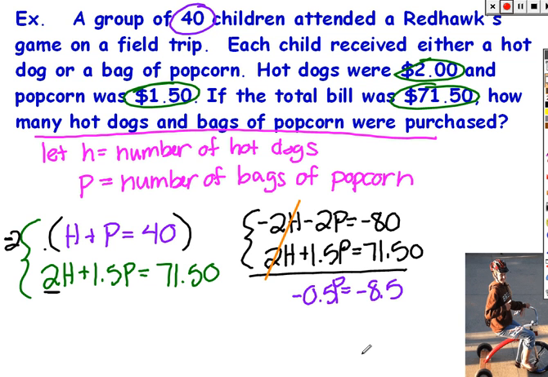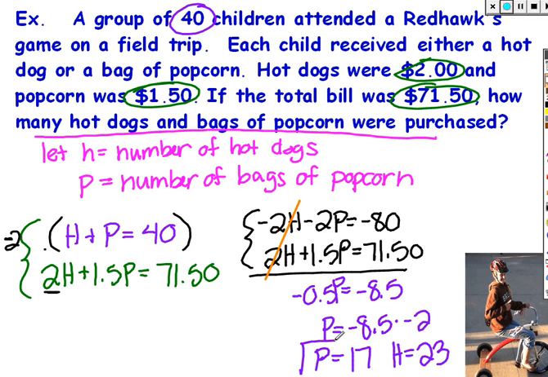So to get p by itself, divide by -1/2. Dividing by -1/2 would be the same as multiplying by -2. So the number of bags of popcorn should be 17. And the number of hot dogs would be 23. And those two should add to 40.